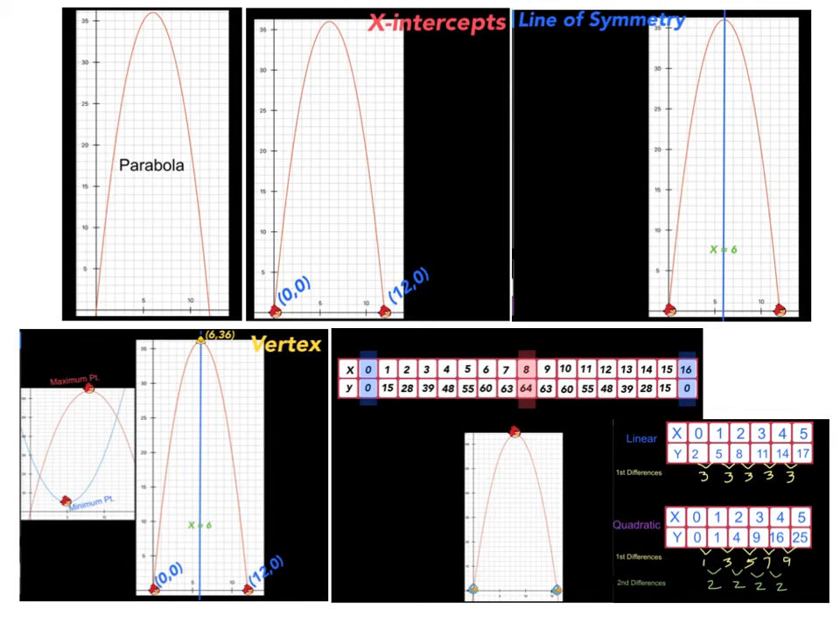Hopefully now you have a better understanding of quadratic relationships and the parabola graphs that they make. Take a minute to review the topics that we've discussed, and have a great day.